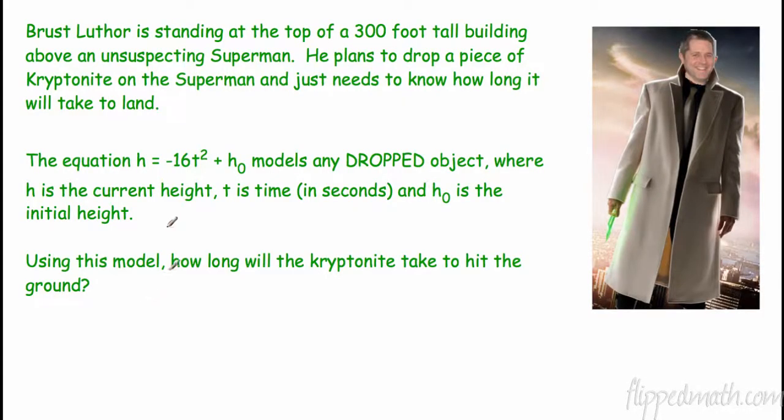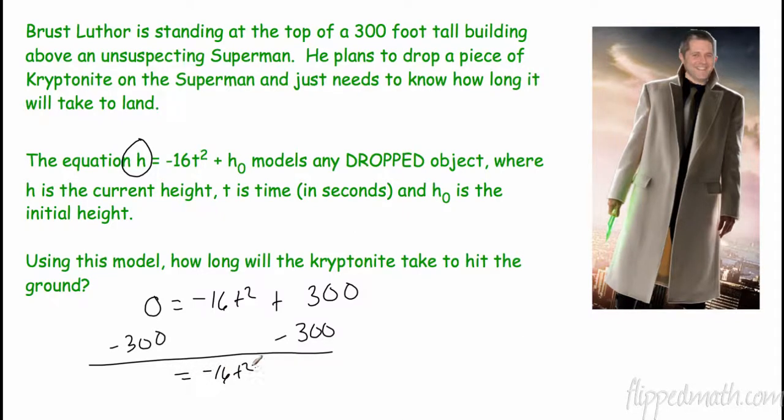So he tricks him. Yeah, Superman apparently not super bright. Anyway, so we want to find out how long it's going to take that kryptonite to land on the ground. The ground is 0 feet, so our height that we care about is 0. Negative 16 t squared plus our initial height is 300. So I'm going to solve for t. I'm going to subtract 300 from both sides.